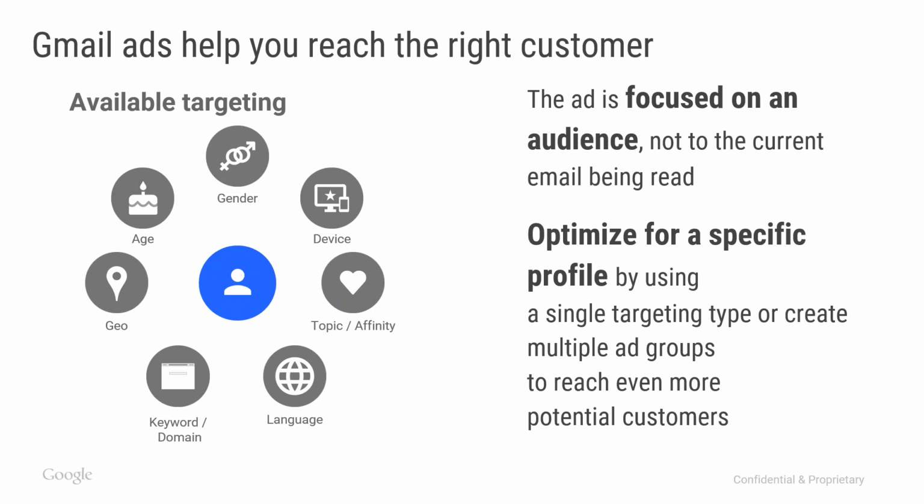Talking about targeting a bit, it's almost similar to what we saw in the display targeting. You have the option to use keywords, affinity, gender, age. But the most interesting form of targeting is the domain targeting.